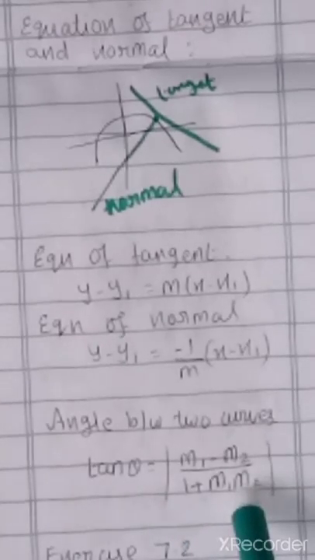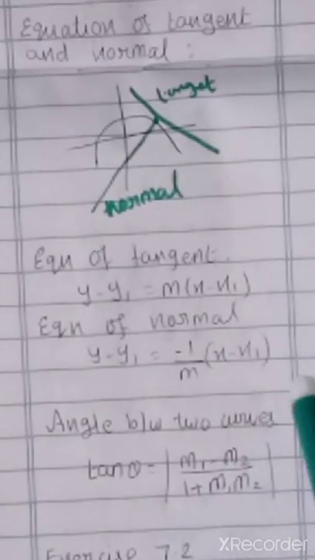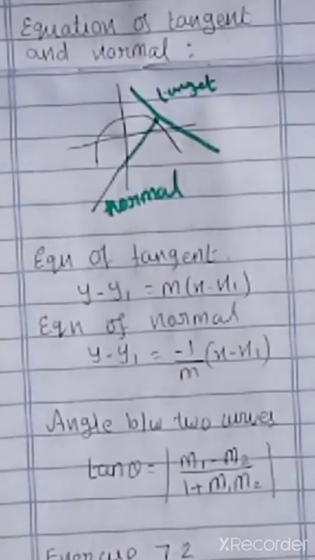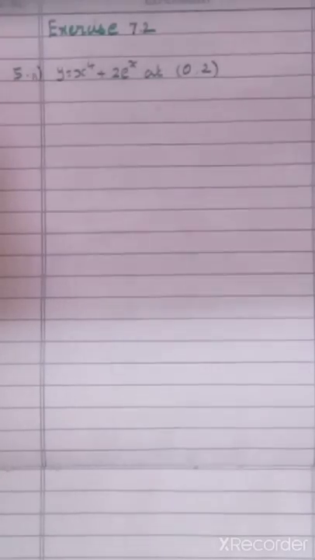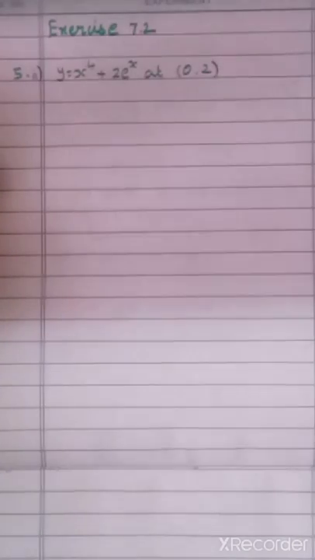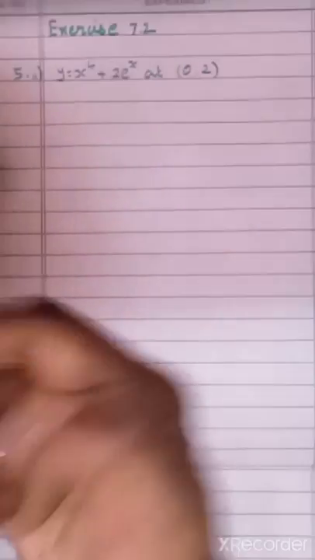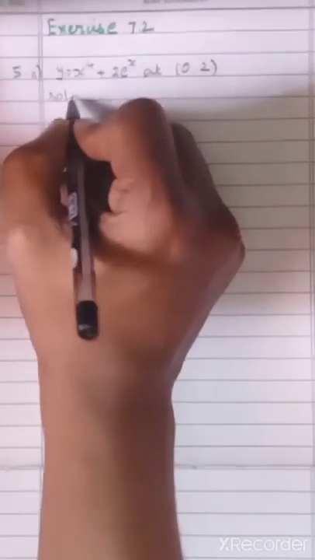What is m1 and m2? These are all slopes of the given curves. Right, so we have already started exercise 7.2. We are going to continue that exercise today. Exercise 7.2, fifth problem. Question: find the tangent and normal to the following curves at the given points on the curve. So what we want to find out? Equation of tangent and normal. And at the given point, we have to find out the equation of tangent and normal.